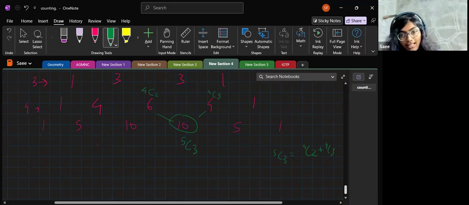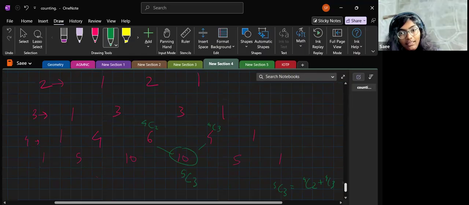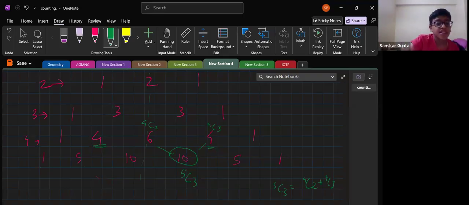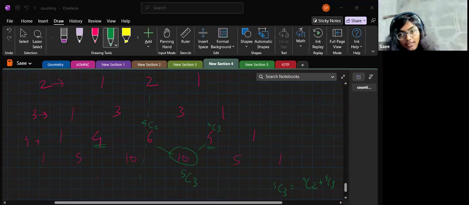Also, a quick sanity check: this triangle seems to be symmetric. And that makes sense, right? Why does it make sense for the triangle to be symmetric? Because nCr is equal to nC(n minus r). So it has to be symmetric. Yes, exactly. nCr is equal to nC(n minus r), so it has to be symmetric.